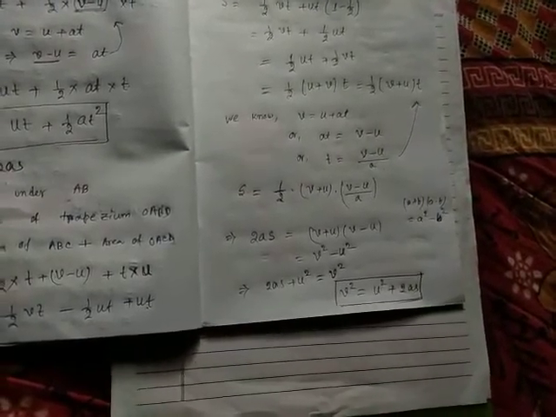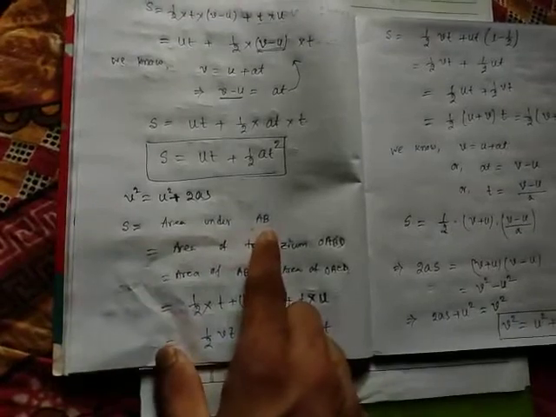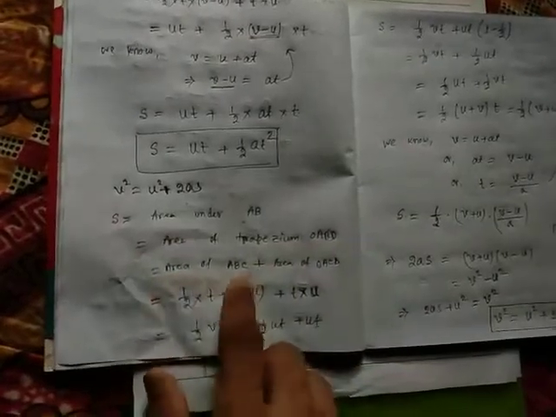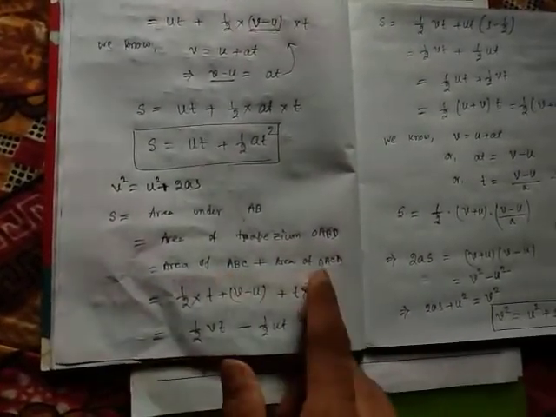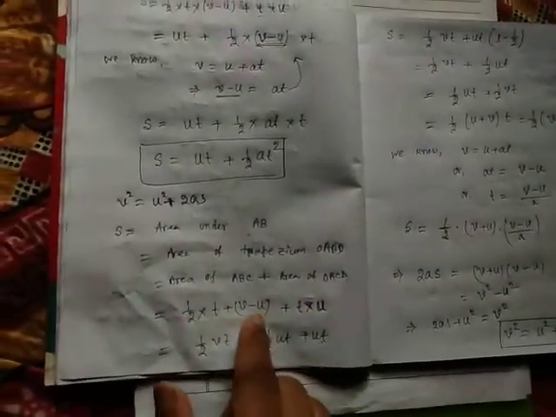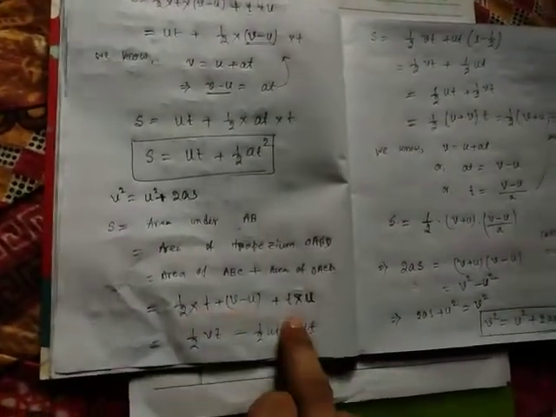Okay, students, so see here, I am telling this proof again. We know displacement S is equal to the area under AB. In the previous proof I have already told that it is the area of the trapezium: area of right angle triangle ABC plus area of rectangle OACD. Now half into T into V minus U, half base into height, plus T into U.